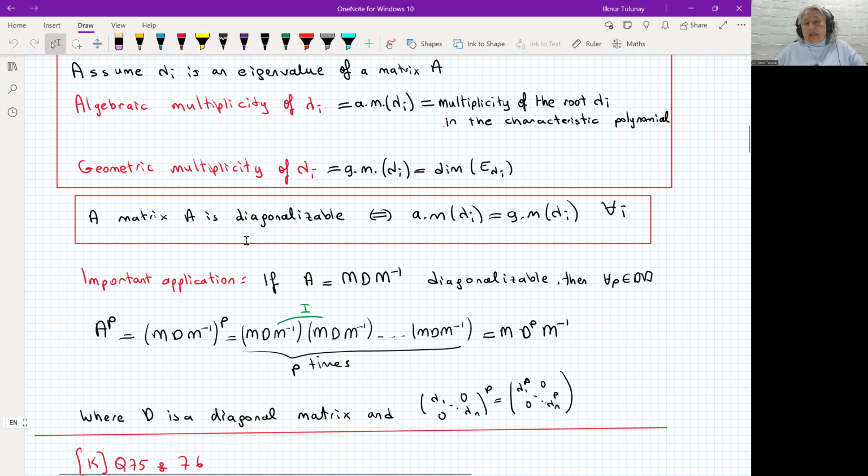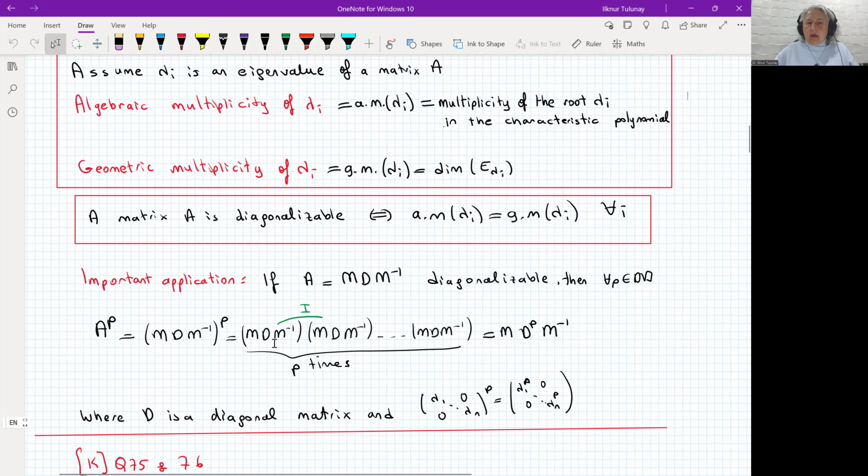In that case, for example, if A is a diagonalizable matrix, if we look at the power of this matrix, you need to multiply this matrix p times by itself. If it's a large matrix and it has lots of numbers in it, it will be very hard to do. But if we use the diagonalization of the matrix A, then this is what happens. Then we have (M D M inverse) to the power p, which is the multiplication of M D M inverse p times.